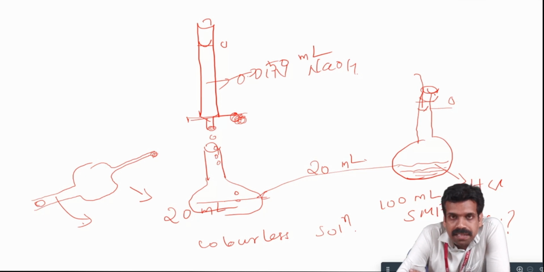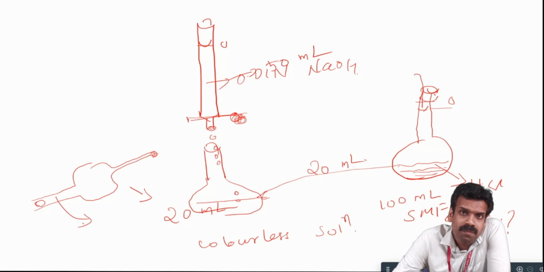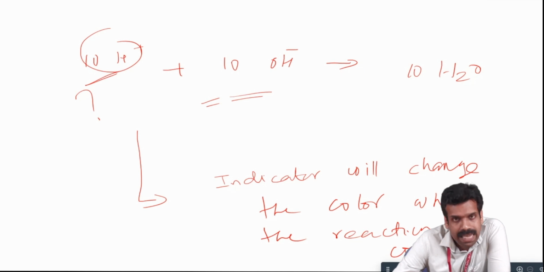And when you add the indicator, you won't see any color, it is completely colorless because you have added it into an acidic pH. Now, when you start doing the titration, you are going to slowly add the base from the burette. During that time, the neutralization reaction is going to take place in the conical flask. And when the complete reaction is over, the indicator will indicate that the reaction is completed. Now you stop adding the burette solution.